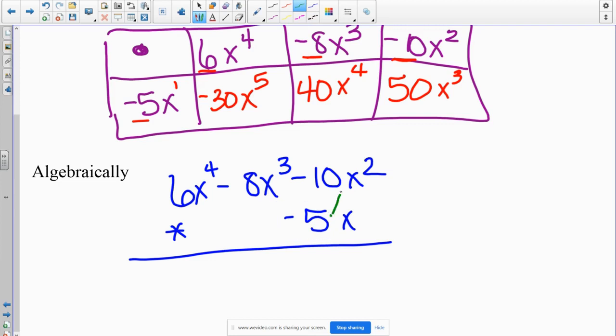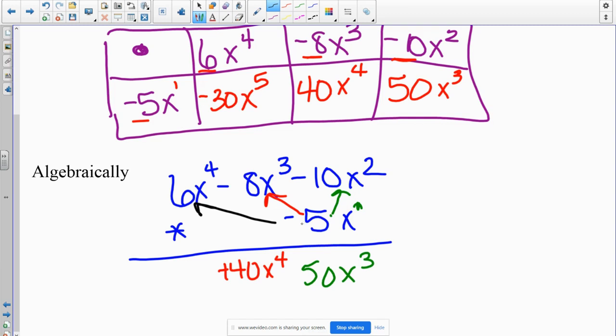So you're going to take the negative 5x times the negative 10x to the second. So negative 5 times negative 10 is 50. You're going to add the exponents 2, and then remember that's a 1. So that gives you x to the third. You go to the next term. So you're going to take negative 5x, and you're going to distribute to the negative 8x cubed. So negative 5 times negative 8 is a positive 40. X to the first, x to the third, add them together gives you x to the fourth. And that last step, negative 5x times 6x to the fourth. So negative 5 times 6 is negative 30. 1x here, 4x here, makes them 5x's.